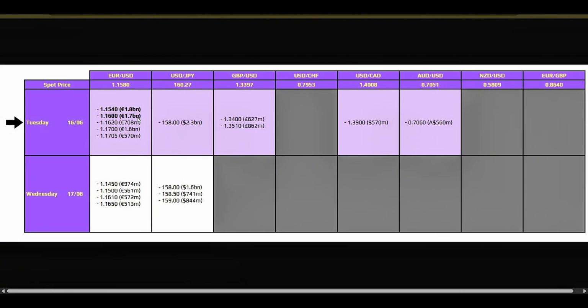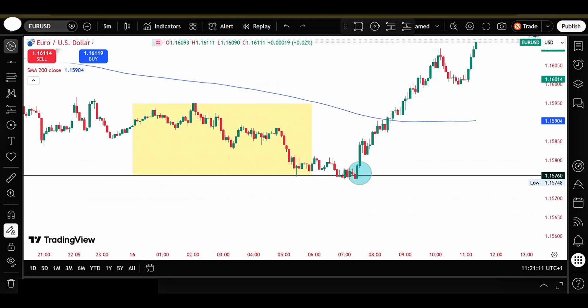So let's go back to our TradingView. 1.1600 is around here. So my take profit target was around here. I bought from here and I held the trade. Although I didn't hold it till 1.1600, I closed it around here. But you get the idea.